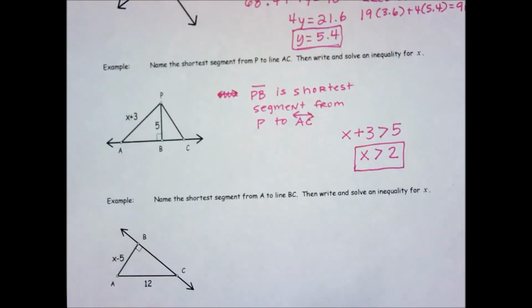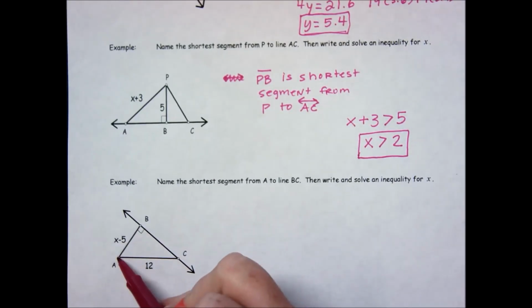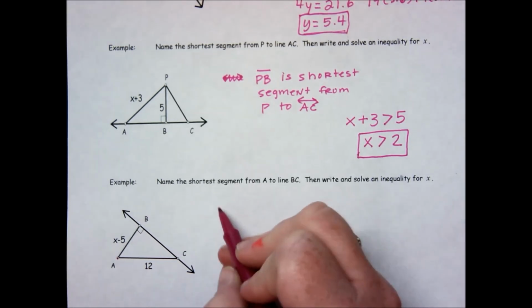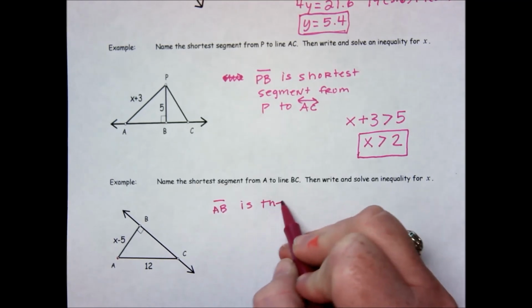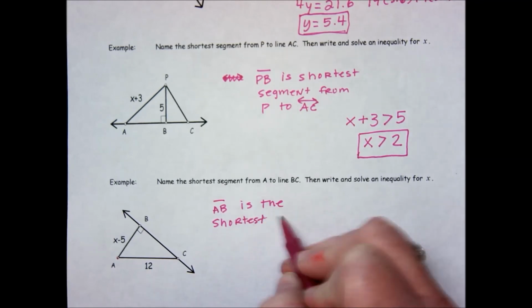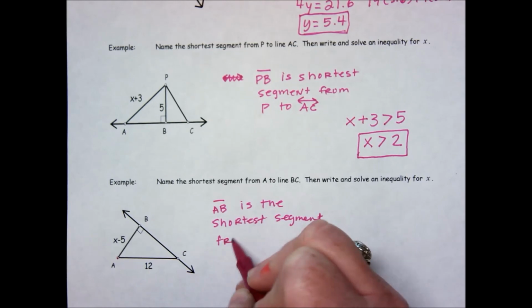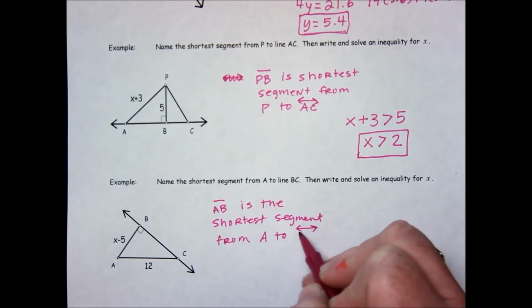Alright, last one. So it says name the shortest segment from A to BC. Well, it has to be a 90-degree angle, so in this case, segment AB is the shortest segment from A to line BC.